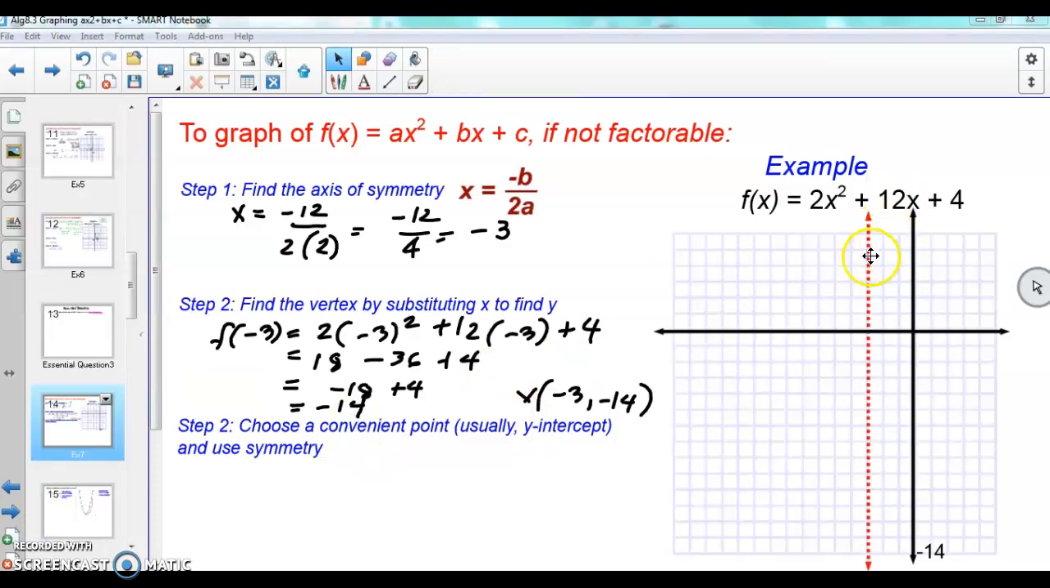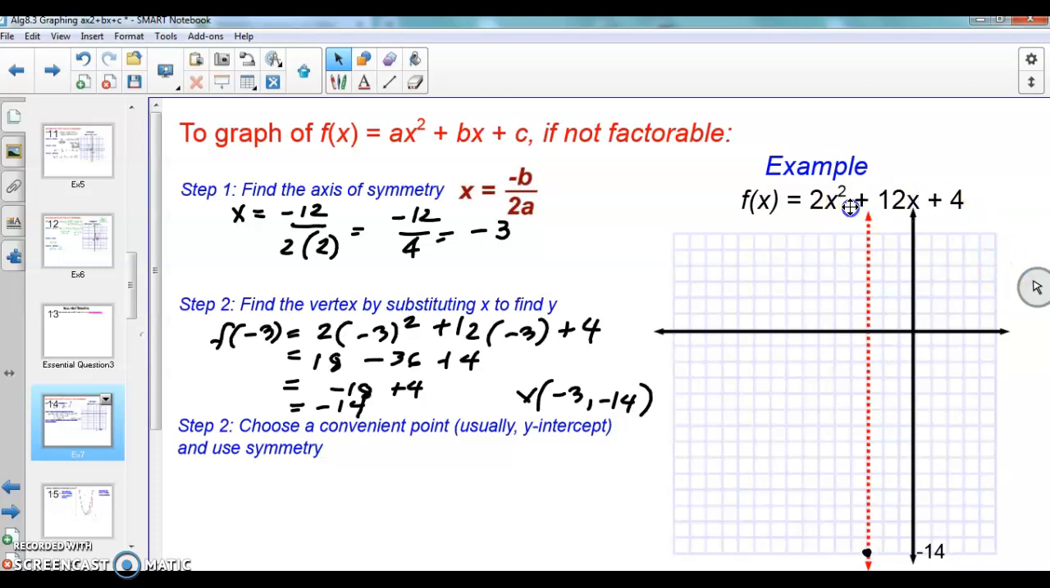Okay, so on the right hand side, you will see the graph here. I have the axis of symmetry, which is negative 3, and then I have the negative 14 all the way at the bottom. So our vertex can be found here. That's our vertex. Okay, so now we have a problem.